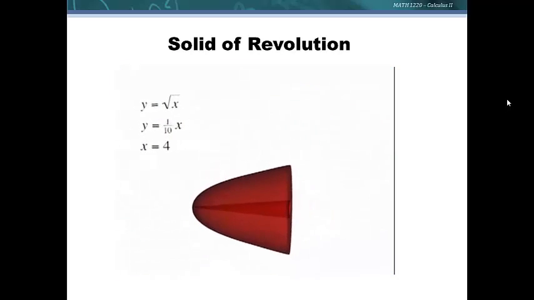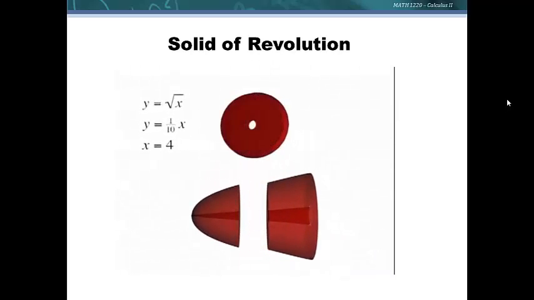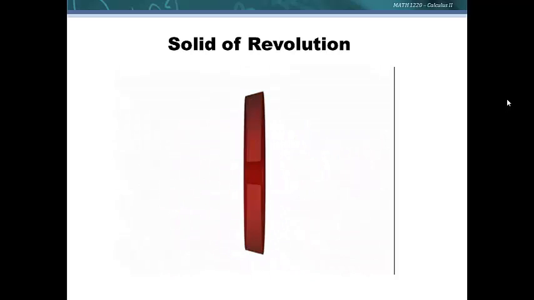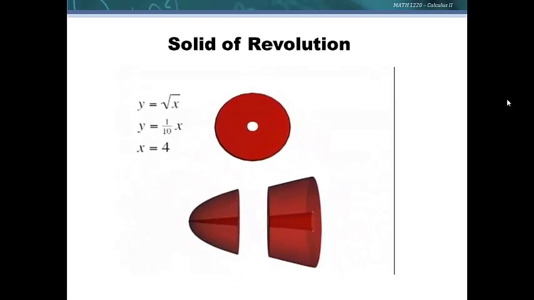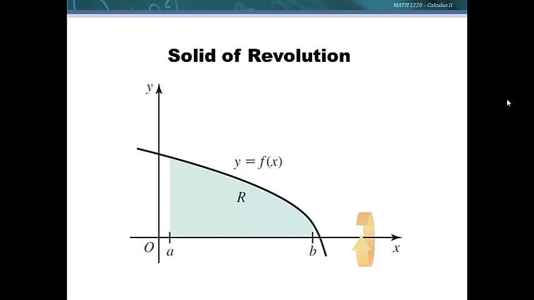We'll be interested in finding the volume of this solid, so we're going to take a slice and look at it. Here we have a disc with a hole in it. So the idea here is we can find the volumes of these solids of revolution by looking at slices, summing them up, and essentially we're going to have an integral. So let's have a closer look.